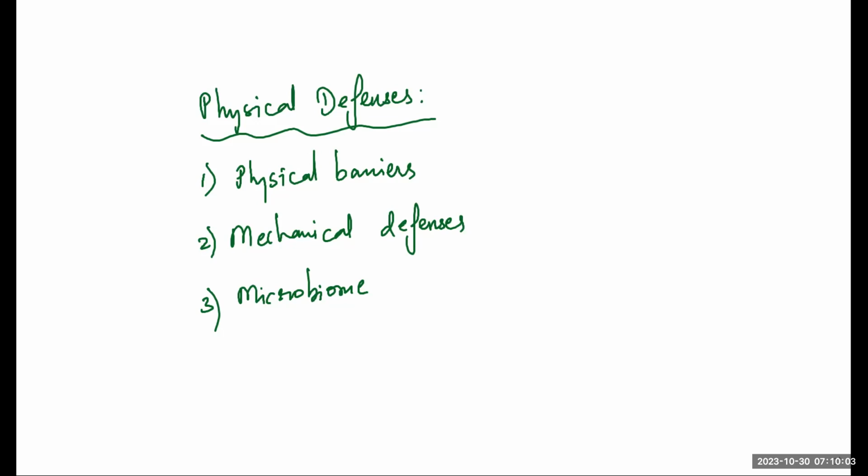Apart from this, the microbiome, which is the third categorization of physical defenses, provides a measure of physical protection against disease. Microbes of the normal microbiota generally compete with pathogens for nutrients and cellular binding sites which are necessary to cause infection. Now, coming to the main category, that is physical barriers.